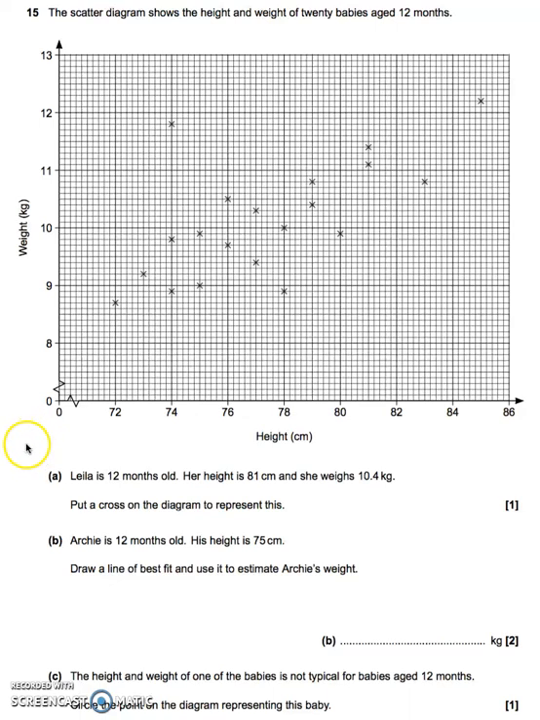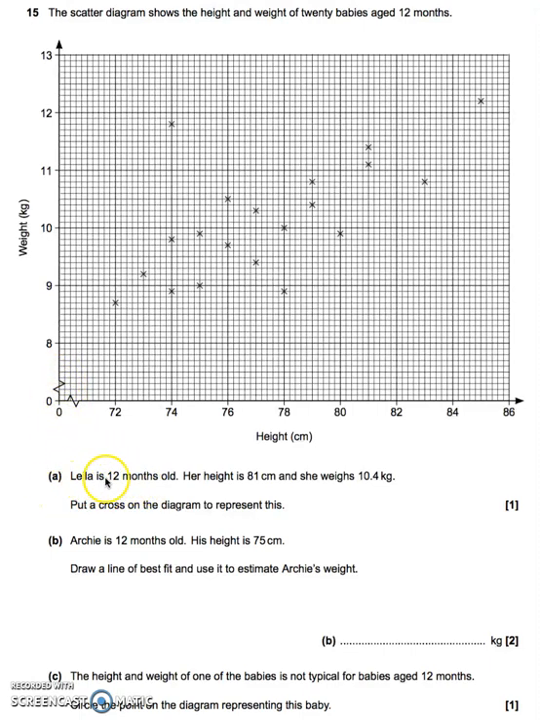Right, in question number 15, we've got a scatter diagram that shows the height and weight of 20 babies aged 12 months. On the y-axis, we've got the weight, and on the x-axis, we've got the height. You can see the graph, this little thing here indicates the graph doesn't start at 0. So the first value is 72 centimetres, the first value of the weight is 8 kilograms. That's all that means. We don't have to worry about it.